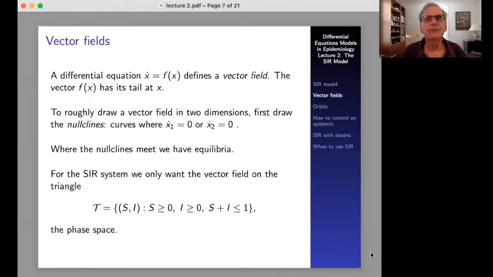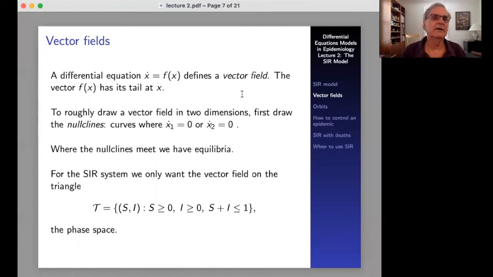So the first thing I want to say is that a differential equation, any differential equation, x dot equals f of x, defines a field of vectors, a vector field. The vector at any point x is this vector f of x, and it's drawn with its tail at x. We are going to try to roughly draw the vector field defined by the SIR model.